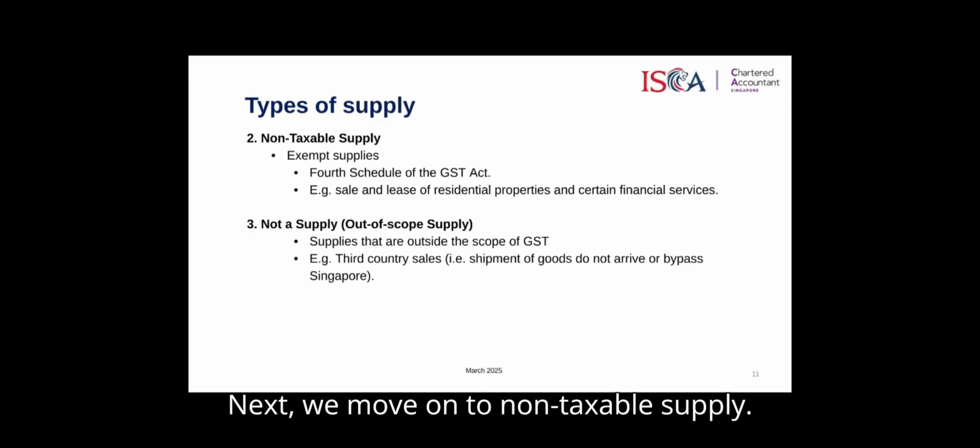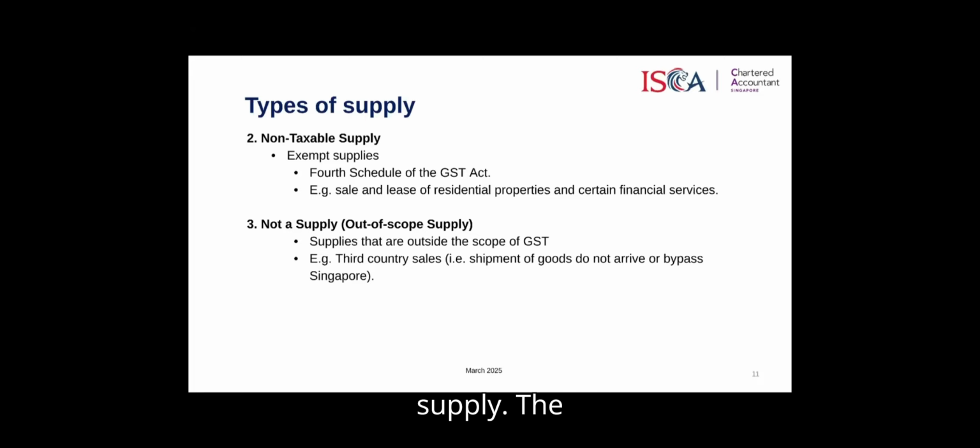Next, we move on to non-taxable supply. Non-taxable supply generally could refer to exempt supplies. The list of exempt supplies can be found in the fourth schedule of the GST Act. Some examples of exempt supplies include sale and lease of residential properties and select financial services. Take note that the exempt supplies definition only covers the sale and lease of residential properties. For the sale and lease of commercial properties, it would constitute a taxable supply.